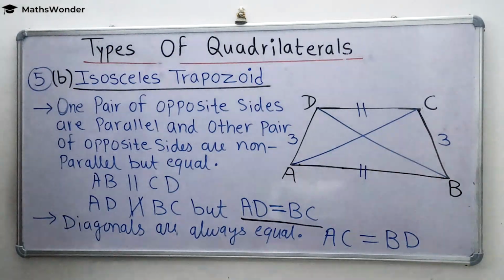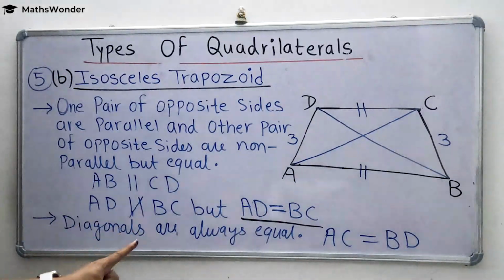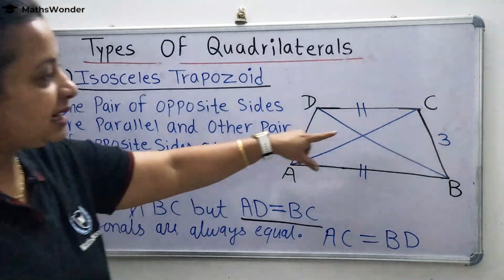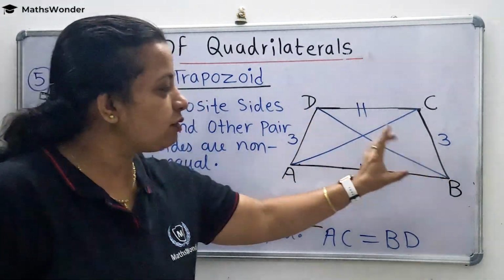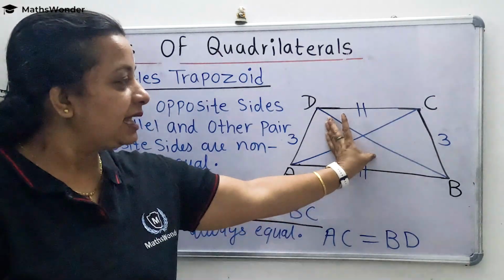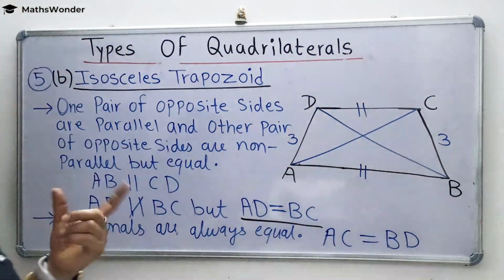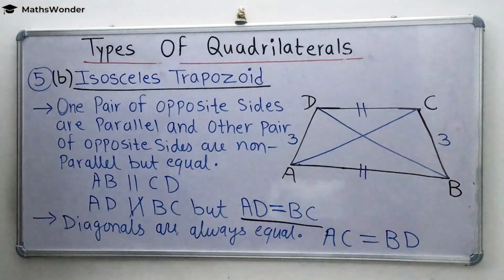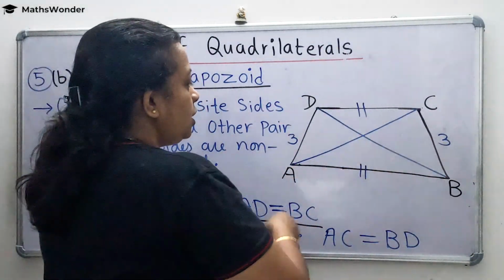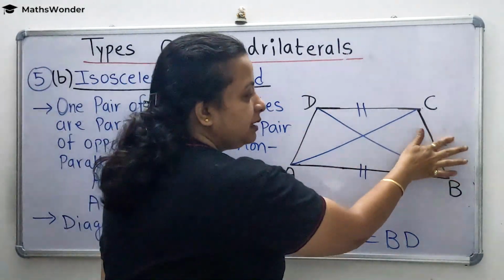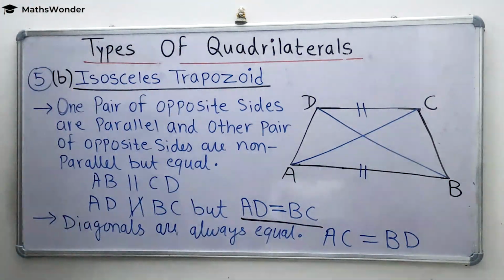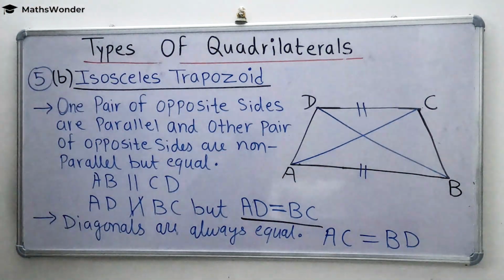So the basic difference is this, and the second is diagonals are always equal. It means the length of AC and BD is equal. Suppose BD is 7 centimeter, so AC is also 7 centimeter. Because these two sides are equal in length, automatically the diagonals will be equal. So this is the very basic.